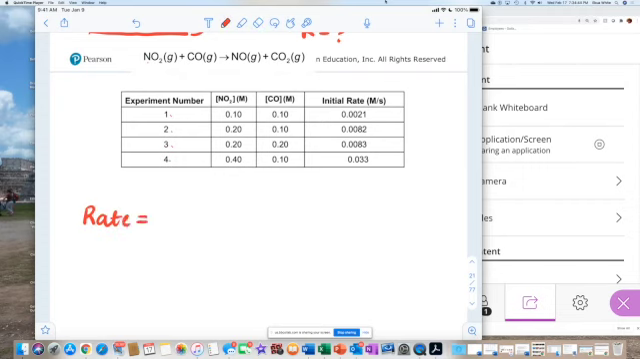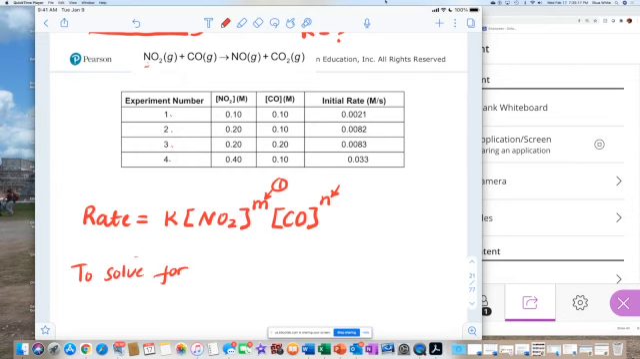So this is my presumptuous rate law. Rate equals K. My first reactant is NO2, raised to the power M. The other one is CO, raised to the power of N. I'm going to solve for M and for N, and when I solve for those, that completes my rate law, right? So to solve for M, I'm starting with this part here first.